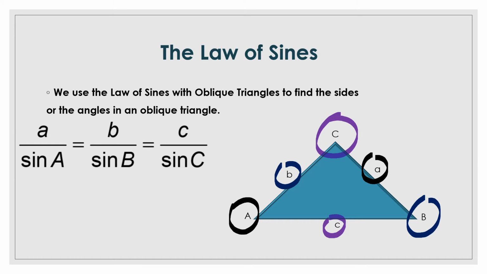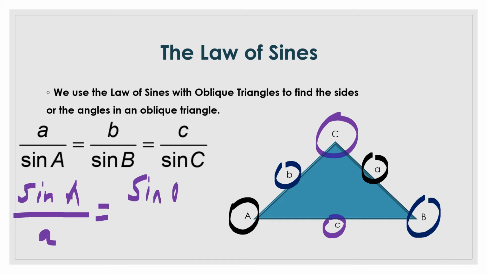So the law of sines says a over sine A, where capital A is the angle, equals b over sine B, equals c over sine C. And we can also write it differently as sine A over a equals sine B over b equals sine C over c. So we can also flip it, the reciprocal.